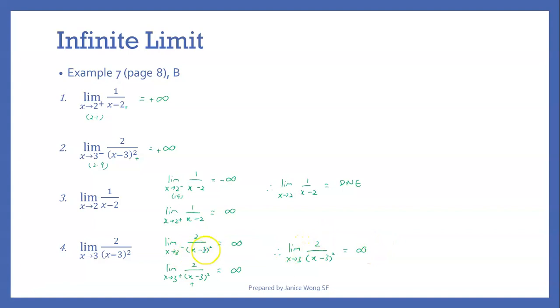So if you do not know how to do it manually in order to check the sign, you are advised to use the calculator, key in 3.1 minus 3, bracket, square, check what is the sign of the value. Please do not take the value. What we want is the sign.